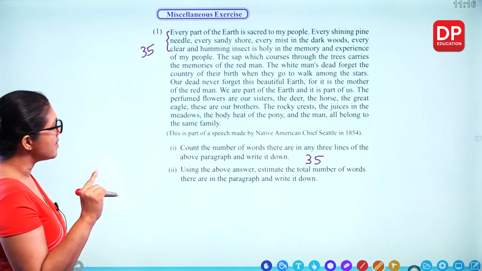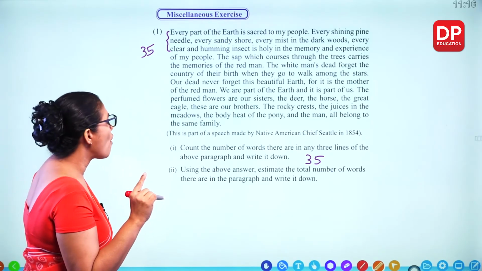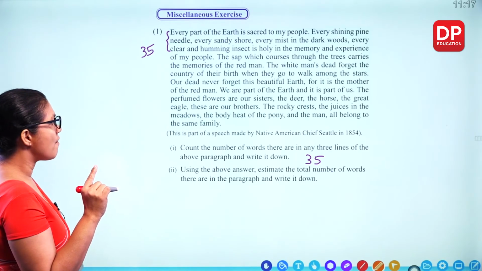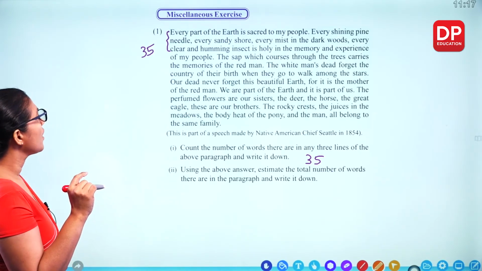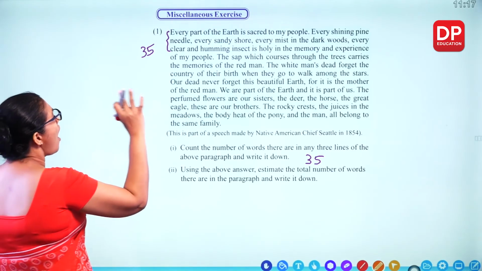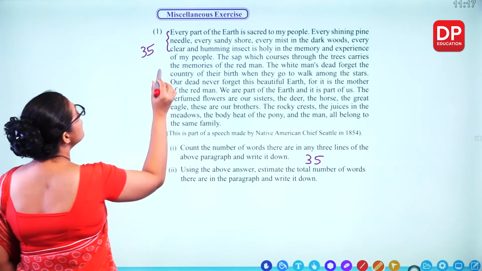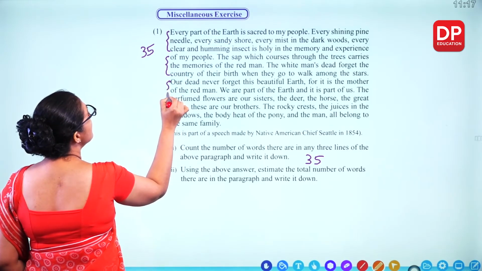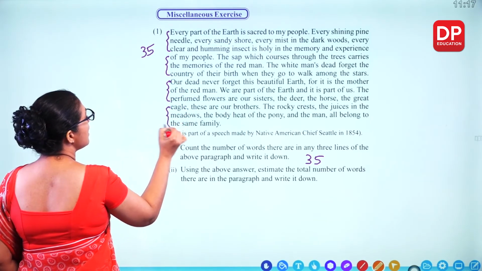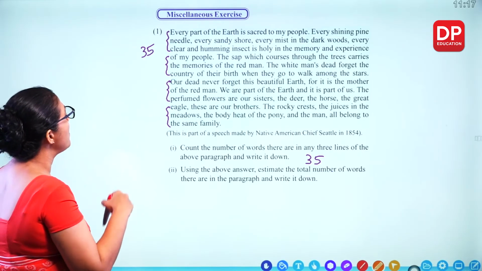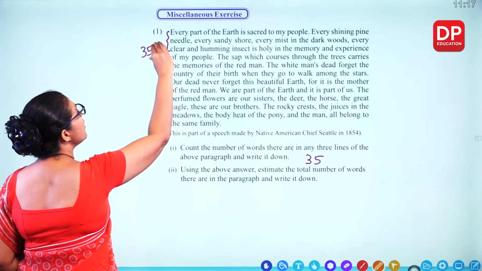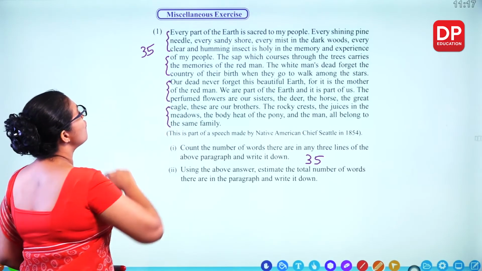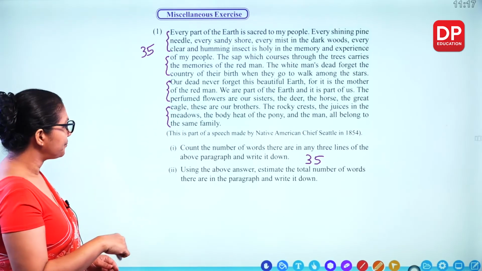Using the above answer, estimate the total number of words there are in the paragraph and write it down. So, how many three-line sections are there? Another three, another three, another three. So, how many? 1, 2, 3, 4. 4 sections of each three lines.